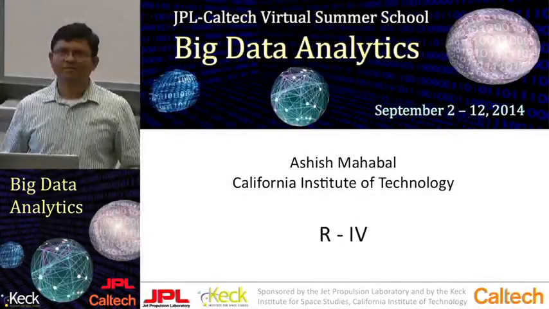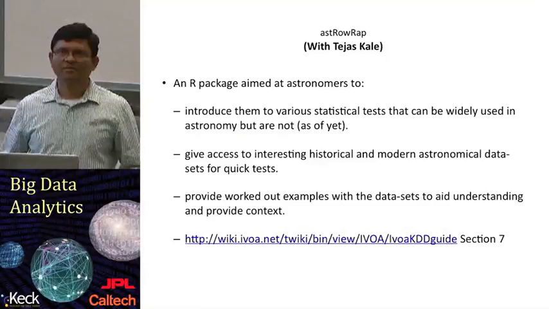Today, what we are going to do is look at a package called AstroWrap that we have been writing for astronomers specifically. It takes many interesting programs and methods that are available in R that astronomers should perhaps have been using but have not. We started looking at this mainly from the KDD guide, the data mining guide with the International Virtual Observatory community. A long document has been put together there by a few astronomers, and section 7 of it in particular talks about methods that astronomers should really be using.